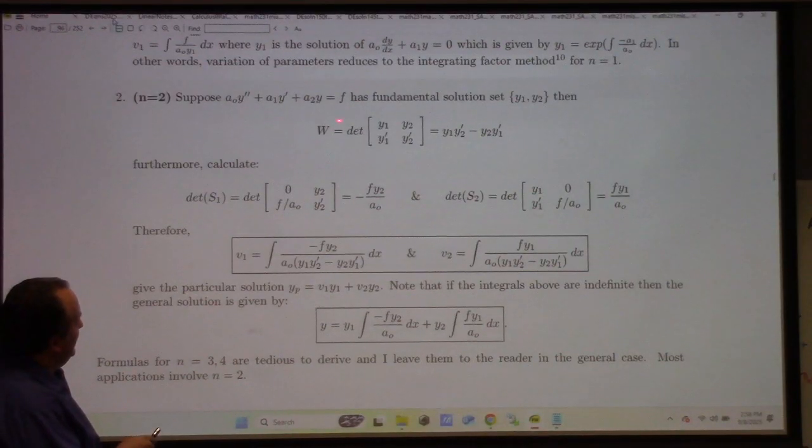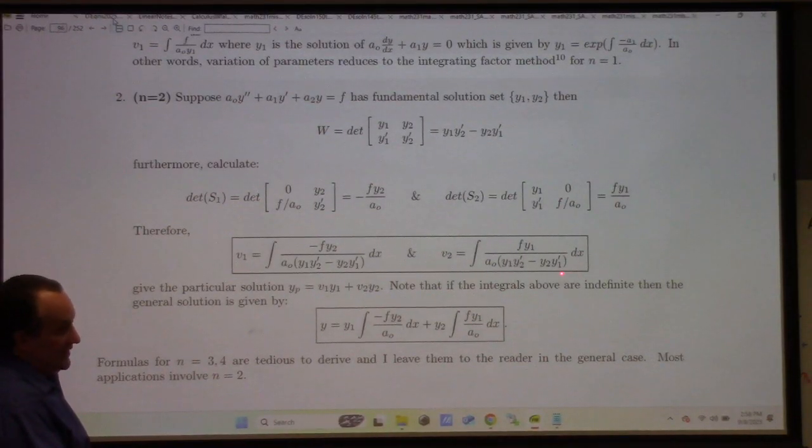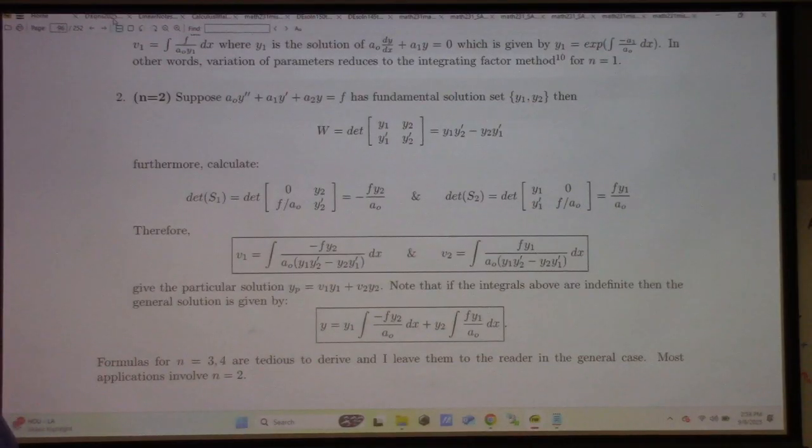But for the second order case, when you go through the formulas I just developed, what it works out to, the Wronskian is just this difference, all right? And when you calculate those determinants of the sub-Wronskian, it just works out to this and that, which gives me the following formulas. V1 is this, and V2 is that. So if I want to calculate the particular solution, I simply have to do this integral, that integral, and multiply them by my y1 and y2. Lo and behold, general solution.